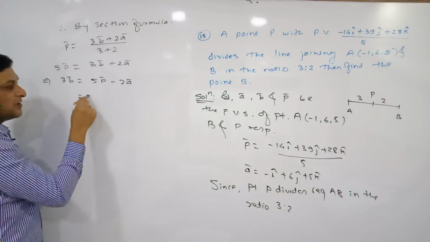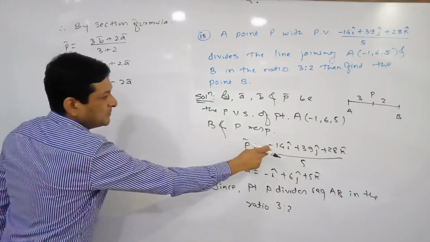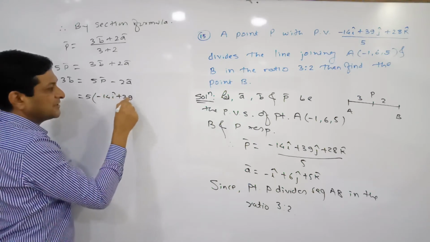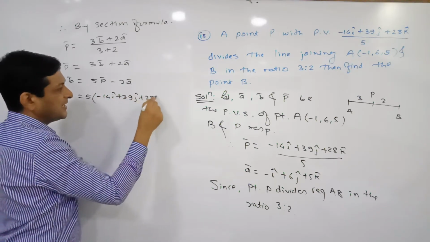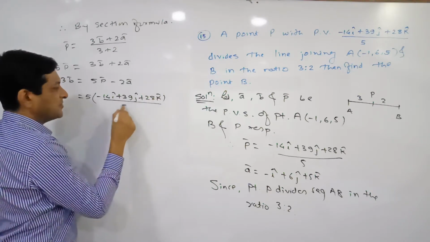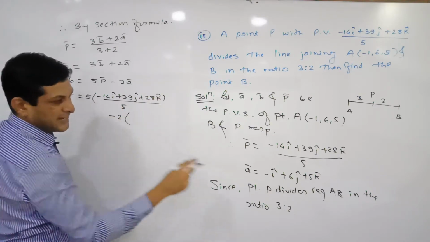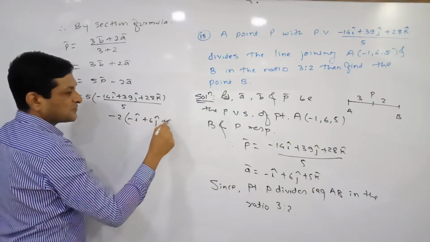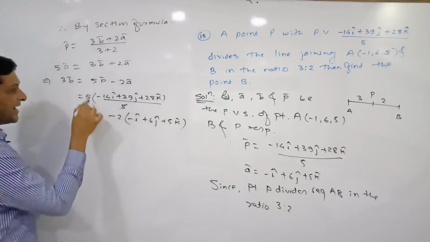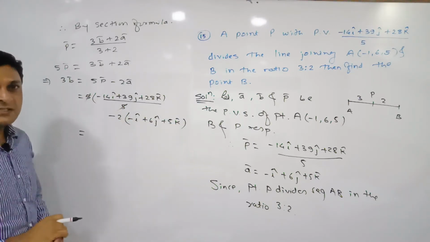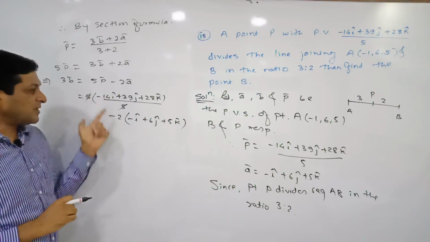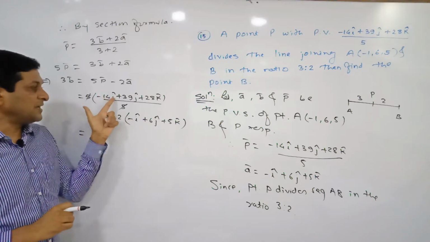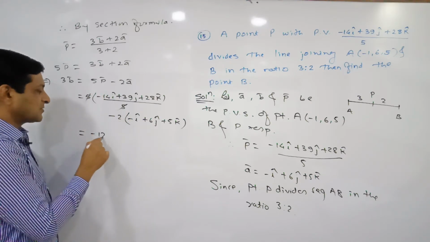Now replace P bar by its value. The value of P bar here is (-14 i cap plus 39 j cap plus 28 k cap) divided by 5, minus 2A bar. The value of A bar is -i cap plus 6 j cap plus 5 k cap. Here the 5 and 5 will get cancelled. Now we collect the terms of i cap: minus 14, plus minus into minus becomes plus 2. So minus 14 i cap plus 2 i cap will be minus 12 i cap.